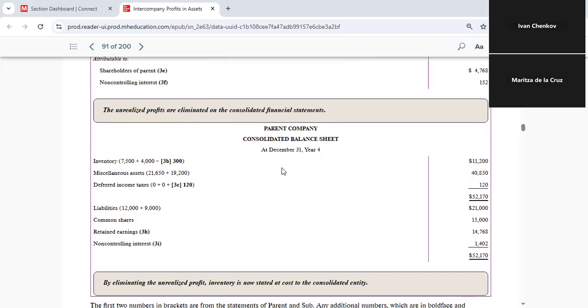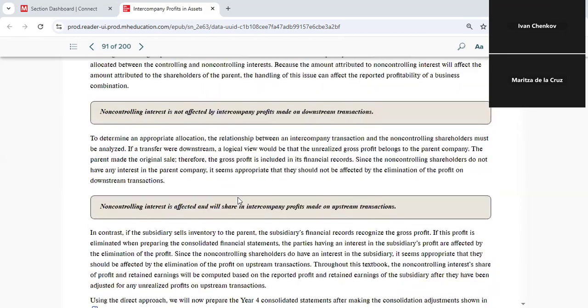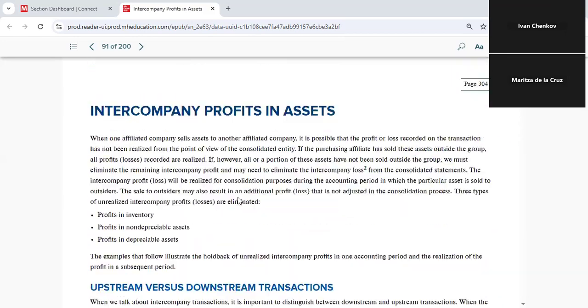On the balance sheet, we're going to deal with the inventory. We're going to add our inventory plus the subsidiary inventory, but we're going to eliminate the unrealized profit in the inventory that hasn't been sold yet. And on the deferred income taxes, we're going to add the portion of the taxes which is related to the unsold inventory. In order to understand clearly what exactly we're doing here, we have to go slowly through the intercompany profit in the assets.